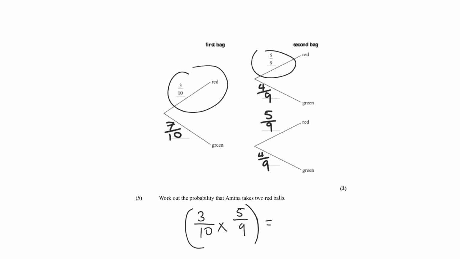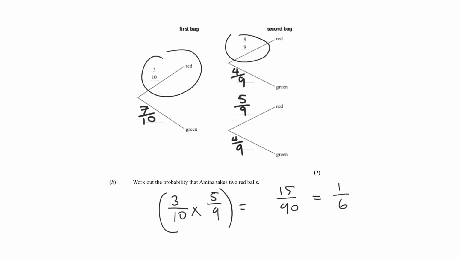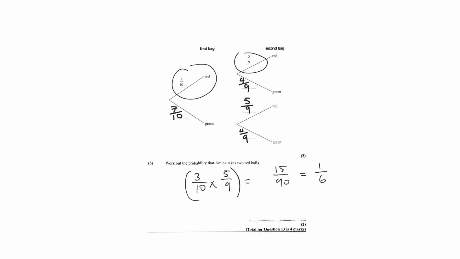So when it comes to multiplying fractions, you multiply your numerators together and your denominators together. So that'll be 3 times 5, which is 15, over 90. We can simplify that as a fraction, and that'll be 1/6. And that is basically that. So the probability of her taking out 2 red balls would be 1/6.